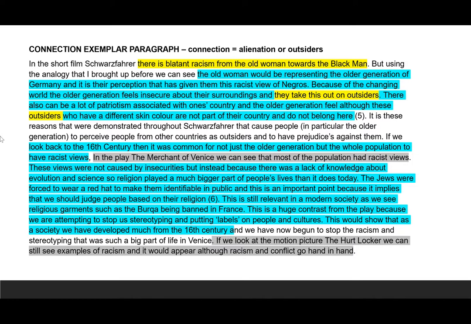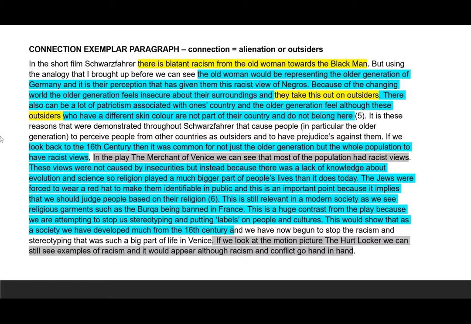So that's some analysis. Is it still relevant in a modern society as we see religious garments such as the burqa being banned in France? So they've tried to connect it to the real world. It's not really developed into insight yet, though. This is a huge contrast from the play because we are attempting to stop stereotyping and putting labels on people and cultures. They don't really explain that. This would show that as a society, we have developed much from the 16th century, and we have now begun to stop racism and stereotyping that was such a big part of life in Venice. But they haven't really explained that, and they kind of contradict themselves.